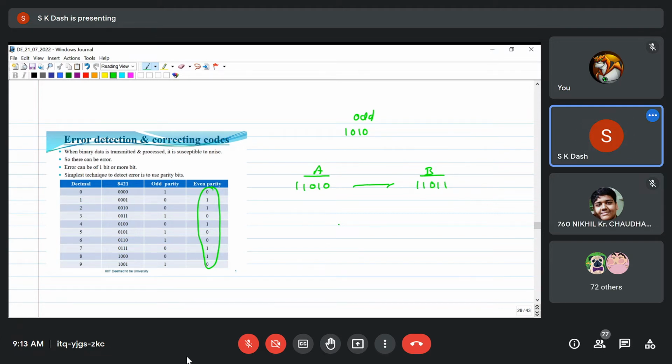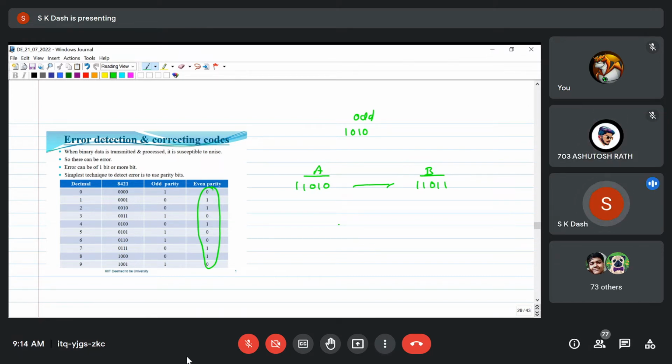11011. So what happens here? In place B, I received 11011. Whoever is sitting in place B will find out the number of ones. How many ones are present there? An even number. But person B knows that we are using the odd parity system, so the number of ones should be odd. But he got an even number: 4 ones.